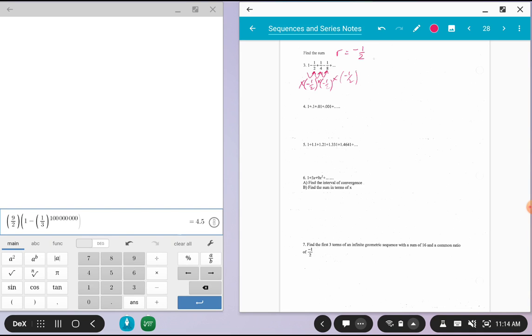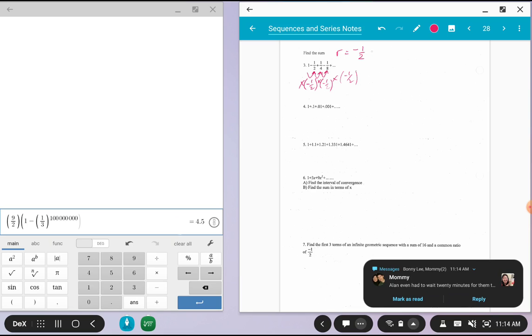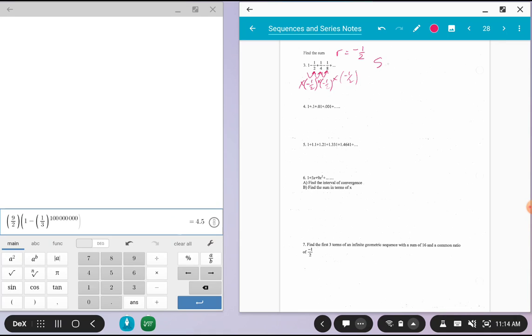Going back to number 3 though, when the common ratio is negative 1/2, we can say that the formula then is S equals the first term, which is 1, times 1 over 1 minus r, our r value being negative half. Okay, because we know that the absolute value of its ratio, negative half, is less than 1, therefore we know that this is going to converge. Because it converges, we must be able to find its sum. Okay, so let's go ahead and find its sum.